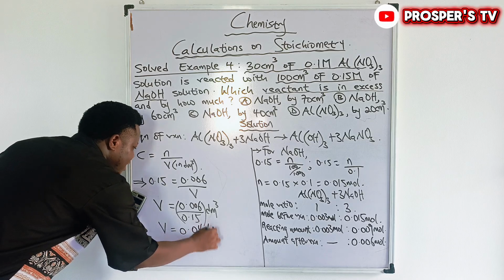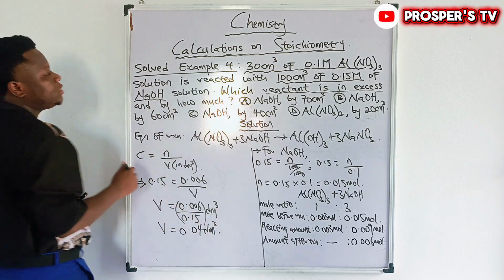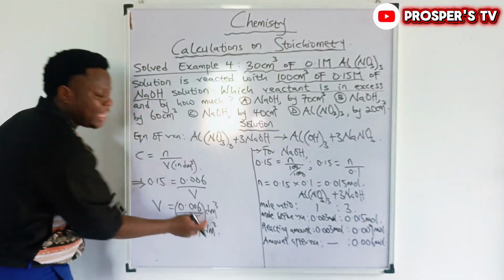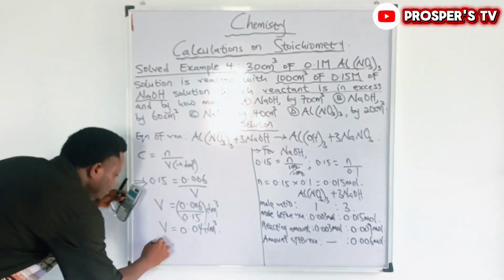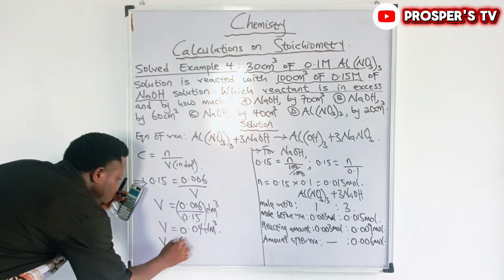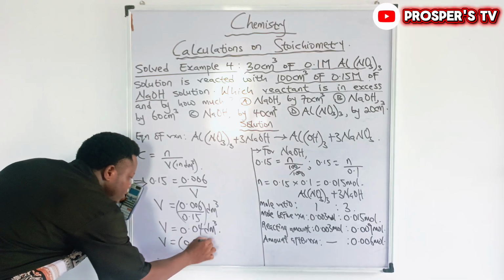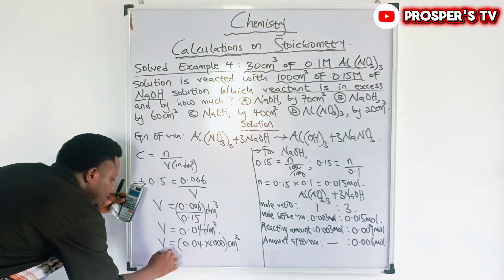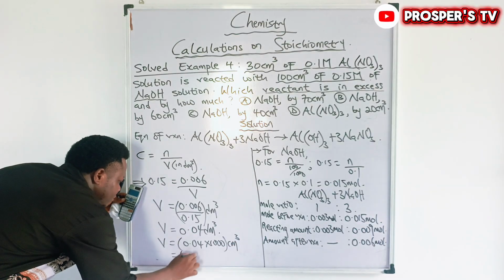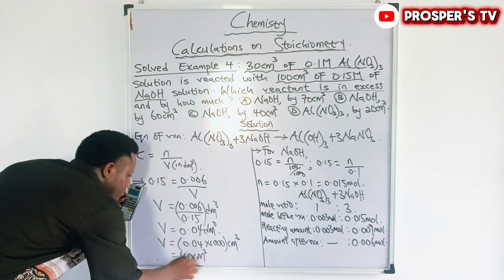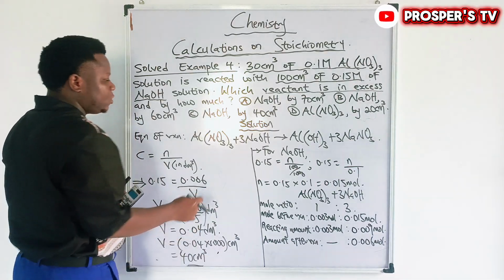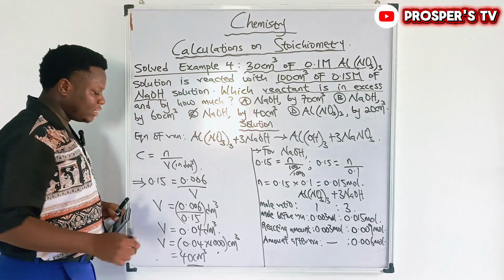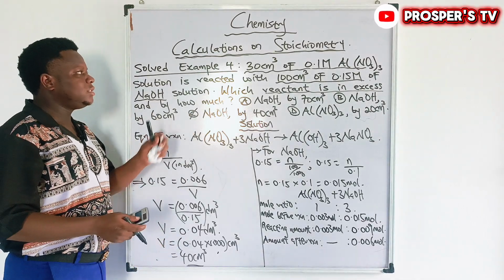0.04 dm cube. Again, our options are not in dm cube, rather in cm cube. What do I do now? To convert dm cube to cm cube, you multiply by 1000. So my V becomes 0.04 times 1000 cm cube. That should give you 40 centimeter cube. So sodium hydroxide is in excess by 40 centimeter cubed. That gives you option C. So this is the end of this problem.